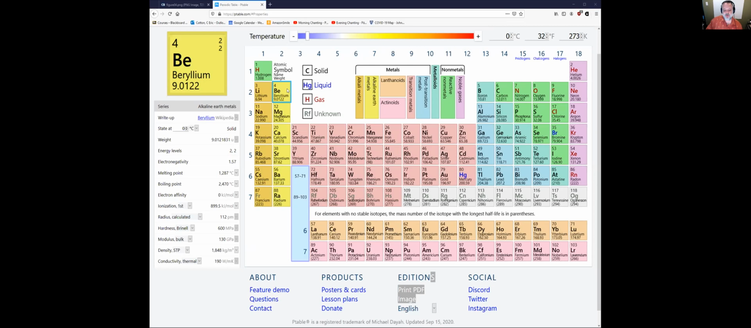Does anybody have any questions about the expectation of how to do nomenclature at this very basic level for the atoms and elements on the periodic table? Yeah, the question is asked, do I want you to know the atomic number? And the answer is no. You don't have to know the atomic number.